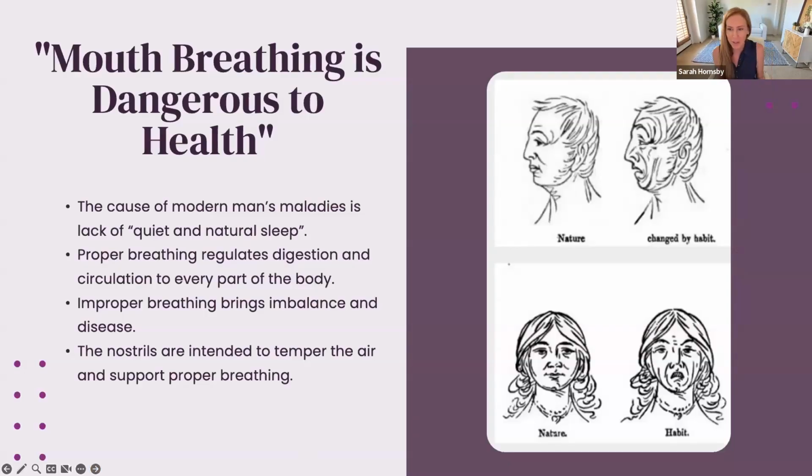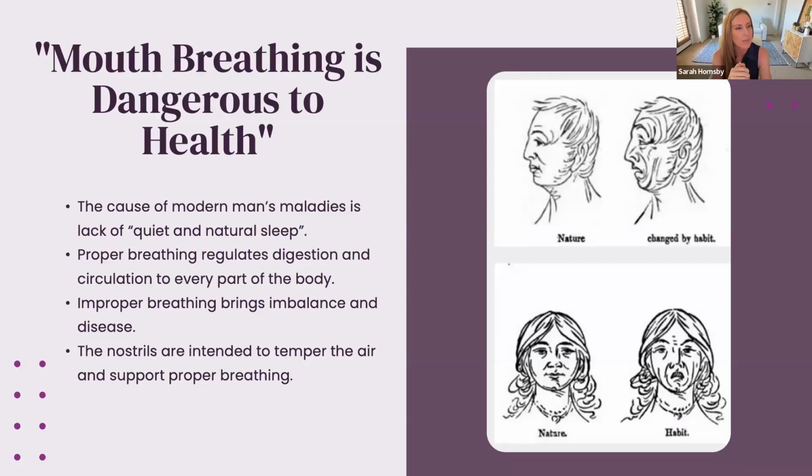All right. So in his book, he has these pictures that are kind of hilarious. I mean, I feel bad. These people, the drawings are like, they're hideous, right? And so he's saying that on one side is nature, how nature intended our bodies to grow and to look. And then on the other side are these people that look crazy. And it says this is changed by habit. And so there's all sorts of pictures.